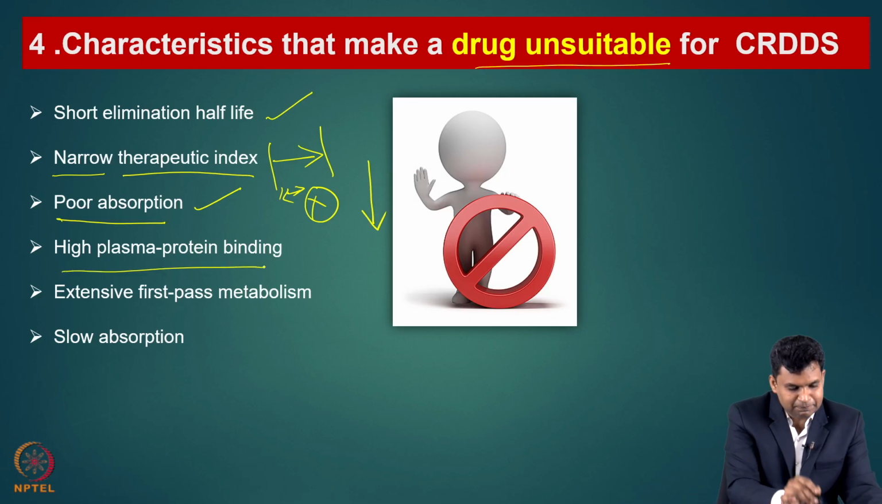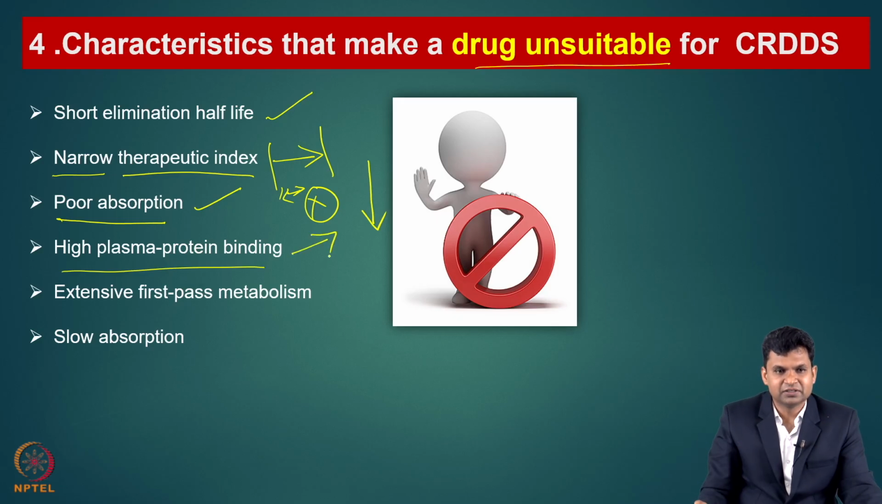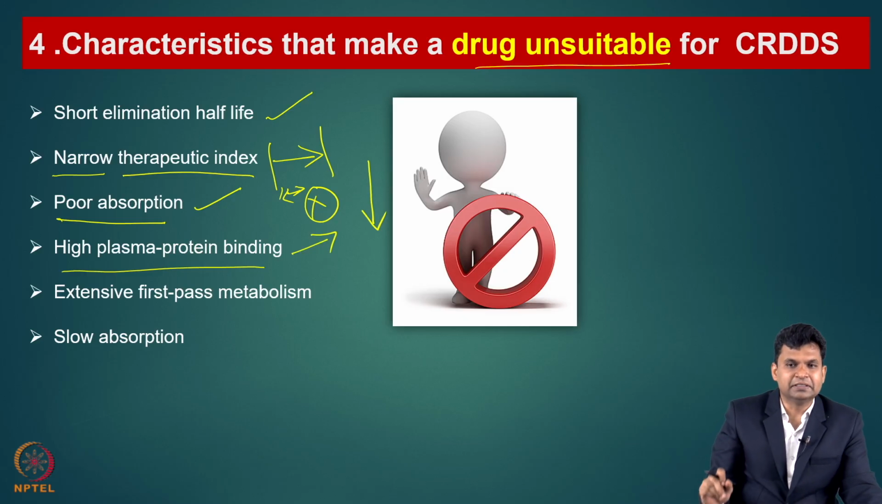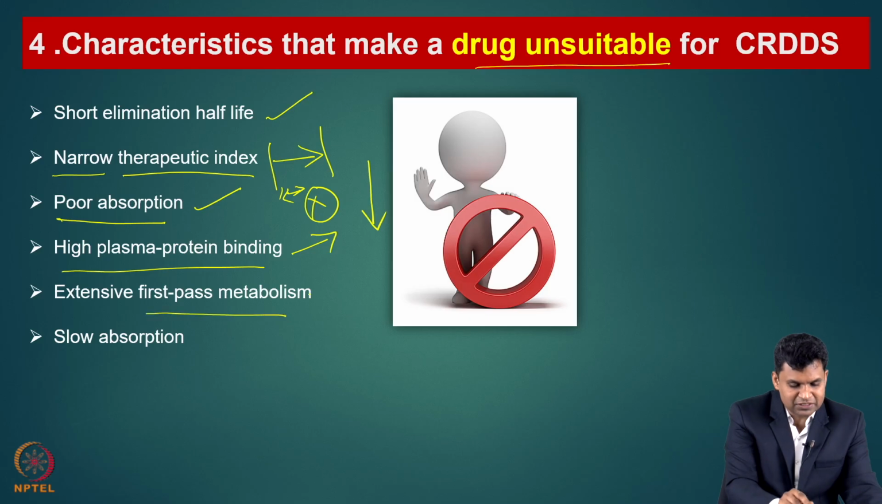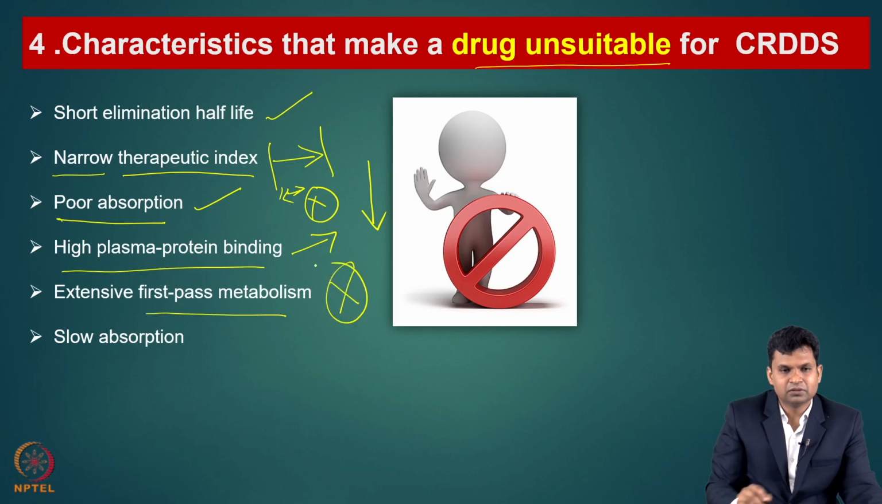And if a drug has high plasma protein binding, it will show a high half life, and in such a case the drug will not distribute properly and will not fit for controlled release drug delivery systems. So the plasma protein binding should be optimum for your drug. Extensive first pass metabolism also is not suitable, so we need to convert those drugs or dosage forms to another route of delivery, and then we can go ahead with controlled release drug delivery systems.